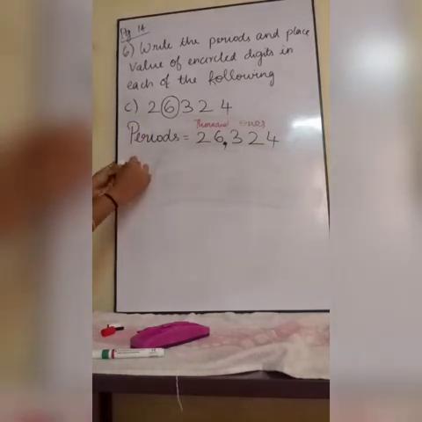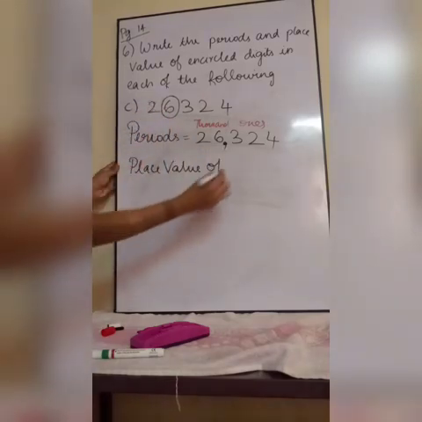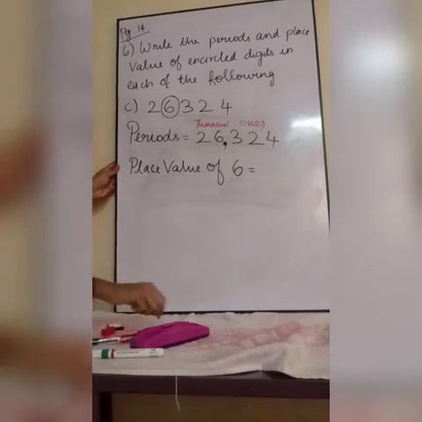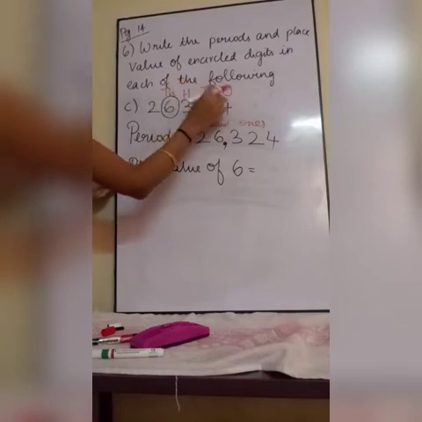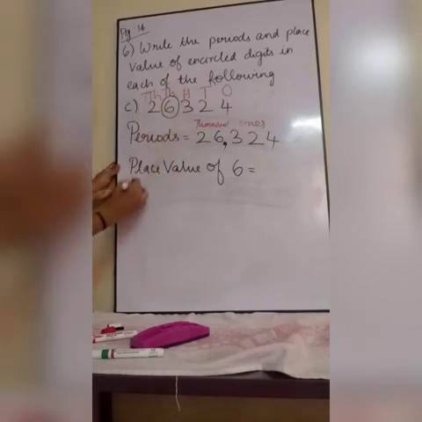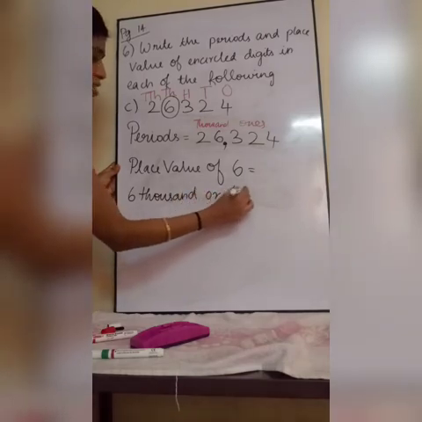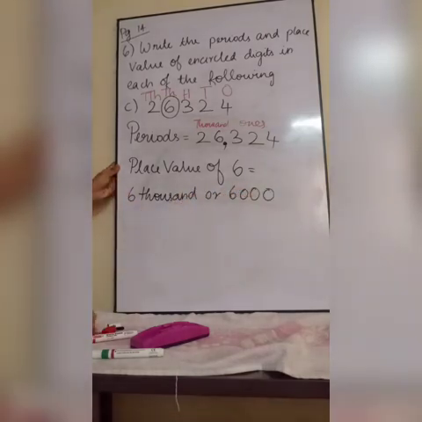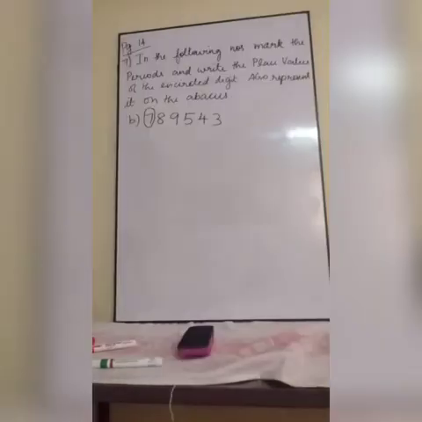Now, what am I going to do? I am going to find the place value of the circled digit. What is the circled digit here? Place value of 6. Before writing the place value of 6, I have to write the place value of every number. Ones, tens, hundreds, 1,000, 10,000. So, 6 is in which place? 1,000 place. 6,000. Next, your D question, E question, F question is your homework, which is related to this. Next is your 7th question.